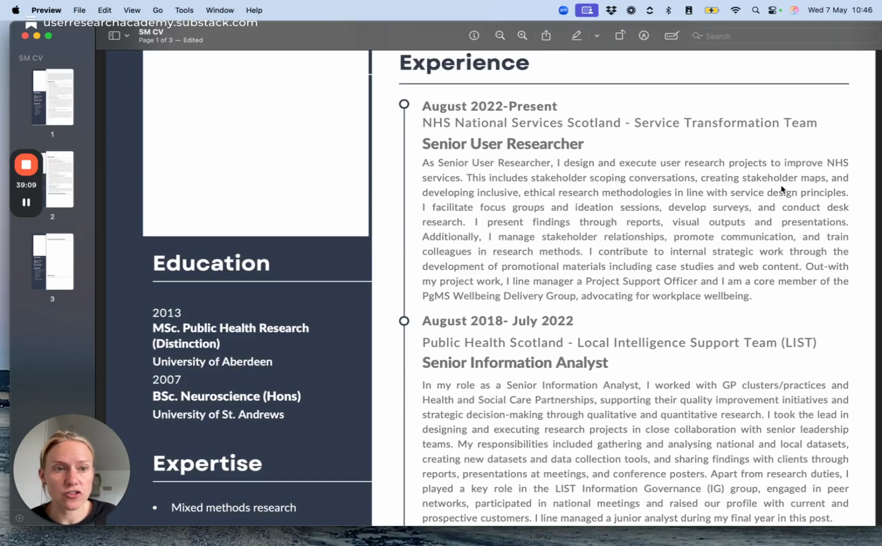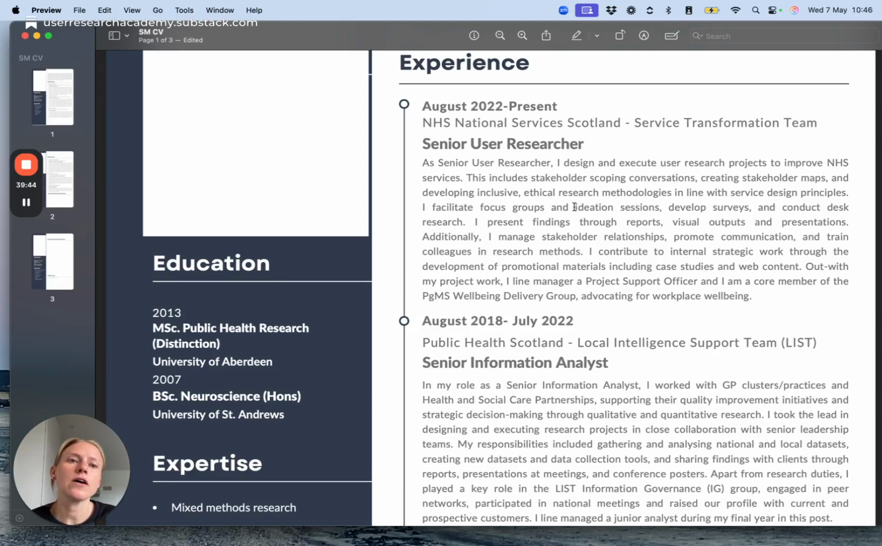That's super interesting. So for me, I'm like, oh, I want to hear more about that. What are these stakeholder maps? How do you create them? And what do they lead to? What's the point of them? What's the outcome? How do you develop inclusive and ethical research methodologies? And what do those lead to? What's the before and after for that? Okay. Yeah, this is all just, I would hope that you would be able to do as a senior researcher.